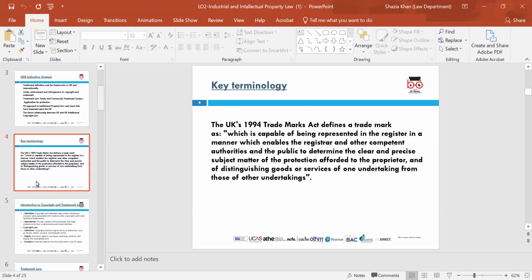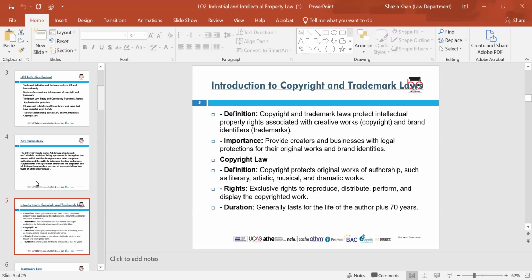Key terminology. The UK's 1994 Trademarks Act defines a trademark as a sign which is capable of being represented in the register in a manner which enables the registrar and other competent authorities and the public to determine the clear and precise subject matter of the protection afforded to the proprietor, and of distinguishing goods or services of one undertaking from those of other undertakings.